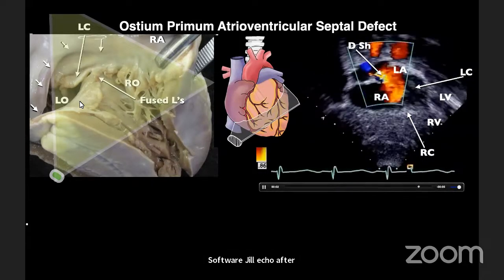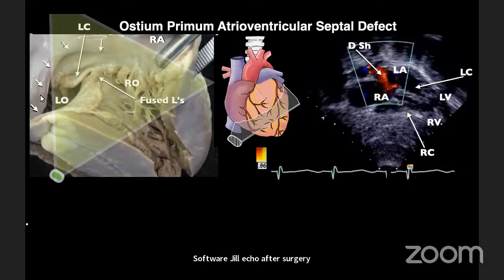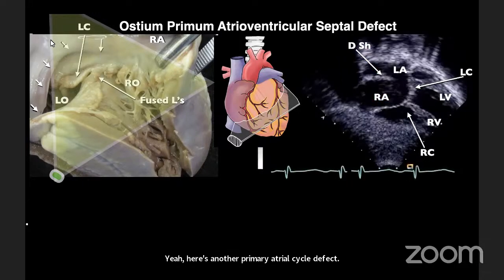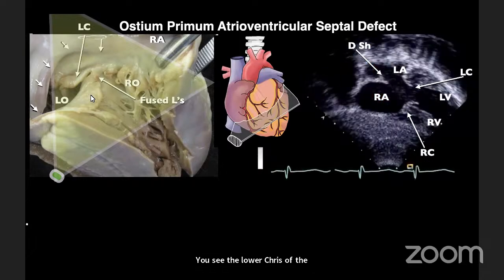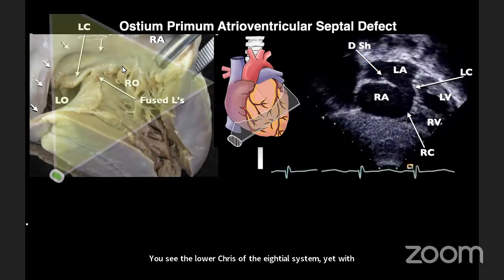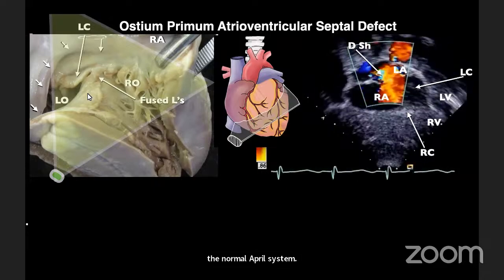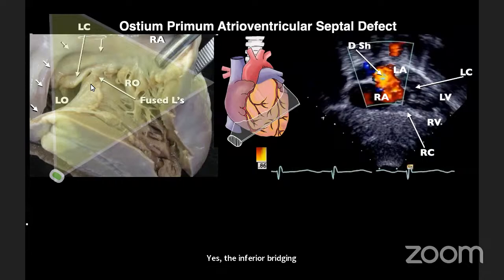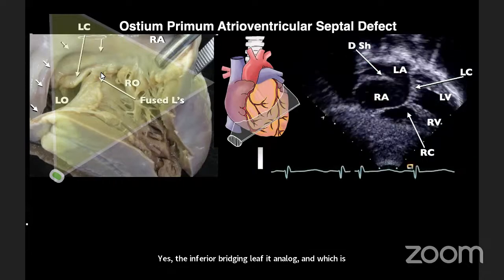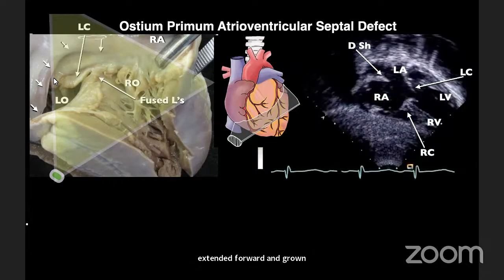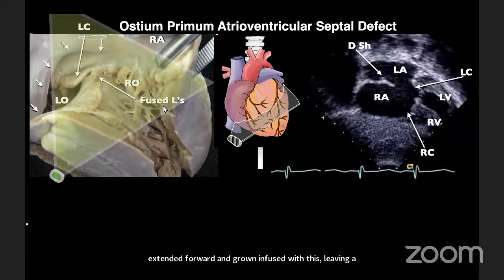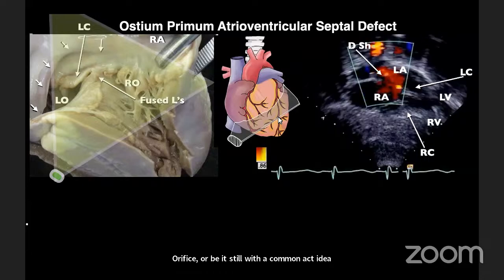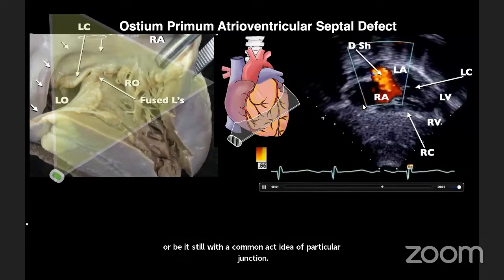Now, here's another primary atrial septal defect. You see the lower crest of the atrial septum here with a normal atrial septum, so this hasn't fused to here. Here's the superior bridging leaflet anlagen. Here's the inferior bridging leaflet anlagen, which is extended forward and grown and fused with this, leaving a right and a left orifice, albeit still with a common atrioventricular junction. And here is such an example.